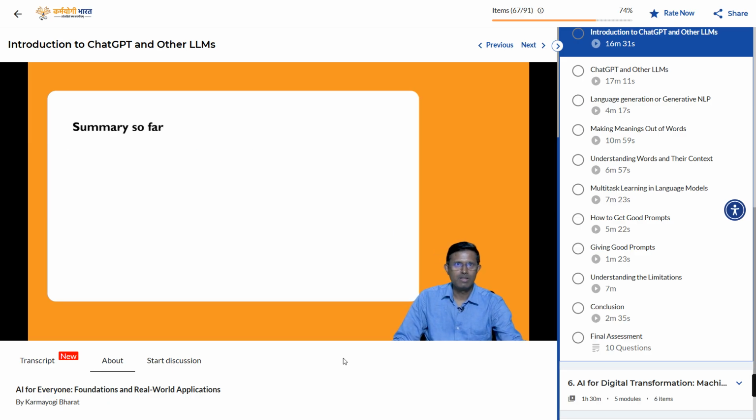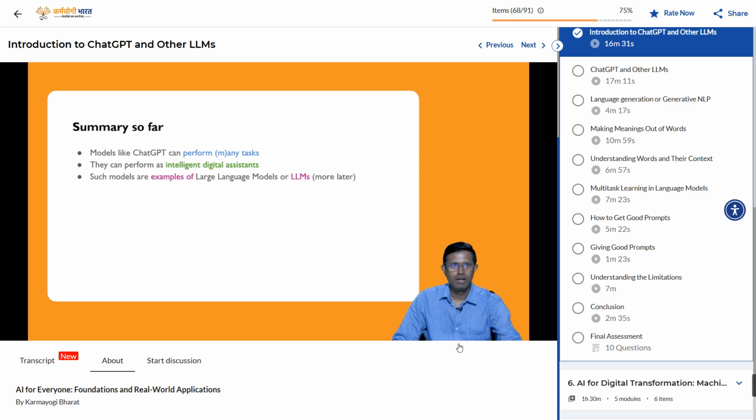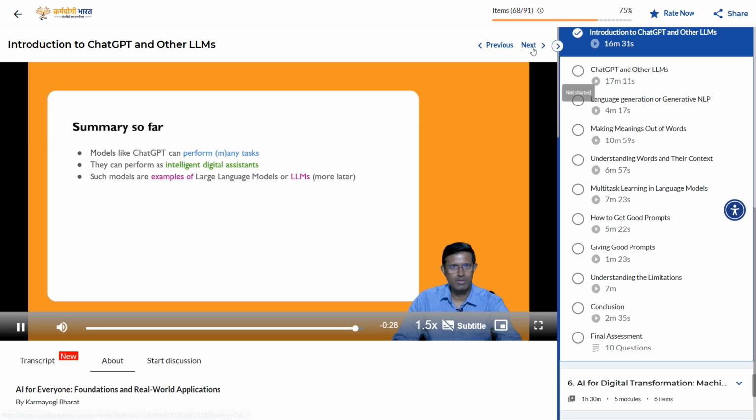So what we have seen so far is that models like ChatGPT can perform many tasks. Although I would like to believe that they will be able to do any task, we are not yet there, but it's a fact that they are able to perform many different tasks. And these capabilities can actually make them very successful, intelligent digital assistants. And such models are examples of large language models or LLMs.